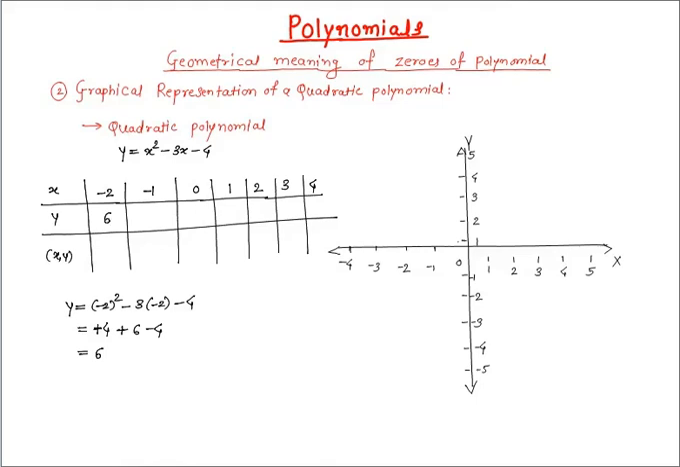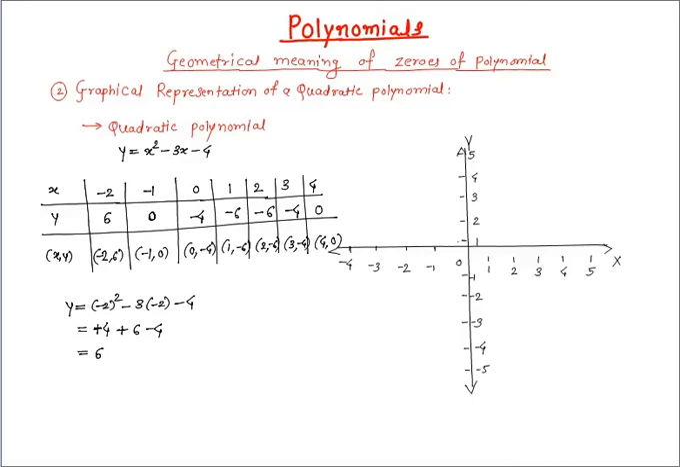Now similarly we have to find the other values of y for these particular values of x. What values do we get for y? So what will be the x and y coordinates? (-2, 6), (-1, 0), (0, -4), (1, -6), (2, -6), (3, -4) and (4, 0).